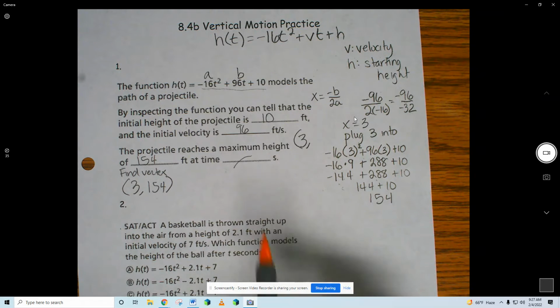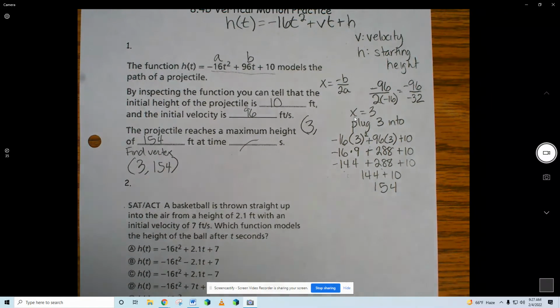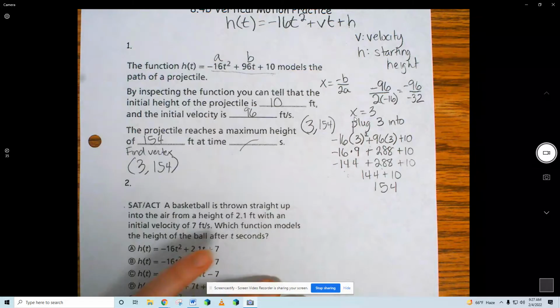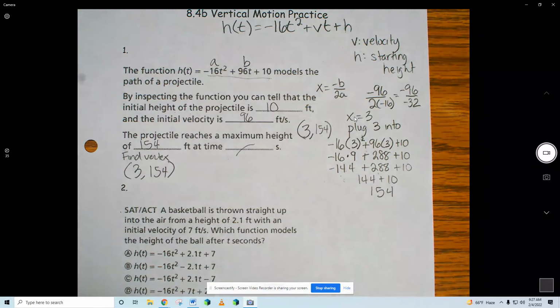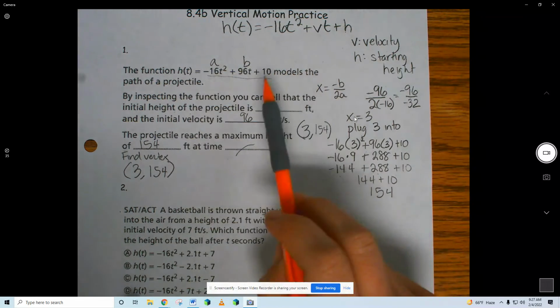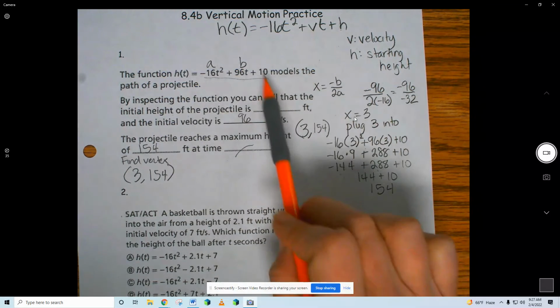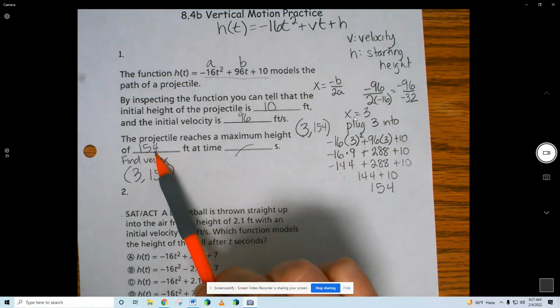I'm not teaching you how to find the seconds. The projectile, the thing being thrown, started at 10 feet and went all the way up to 154.